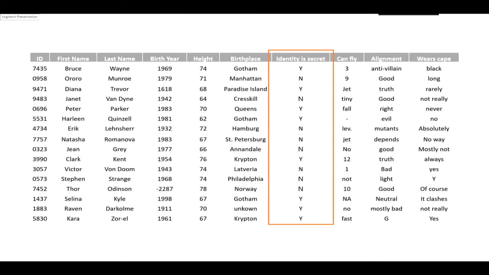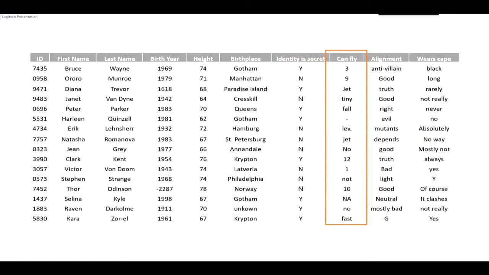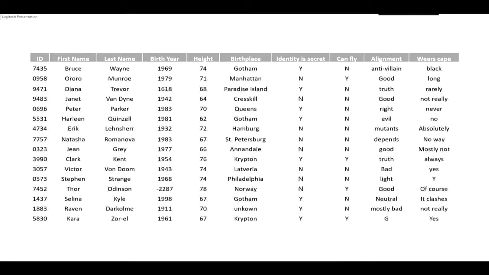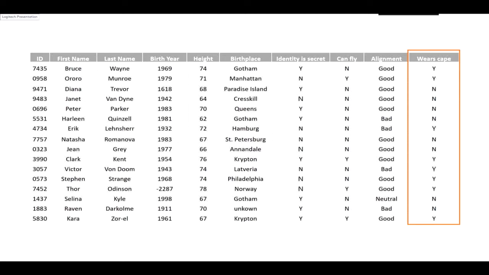let them be y. We'll do the same thing with can fly, alignment, and wears cape. So this is kind of a tedious process that you go through, and probably one of the longer phases in machine learning, to go through and clean data like this, but it's also a very important one, obviously, because otherwise it wouldn't work well in machine learning algorithms.